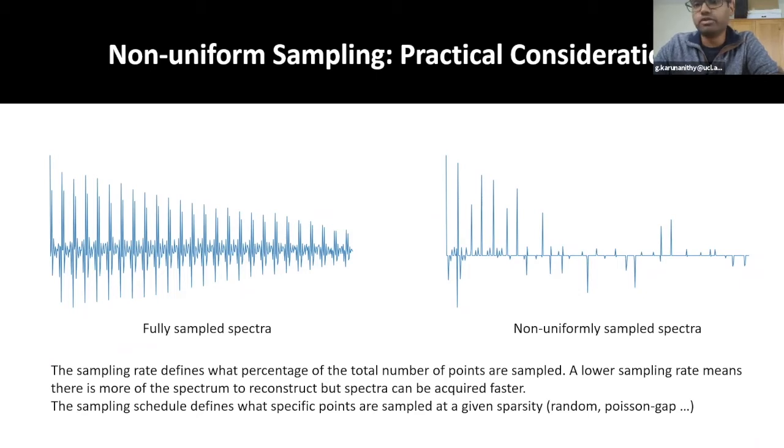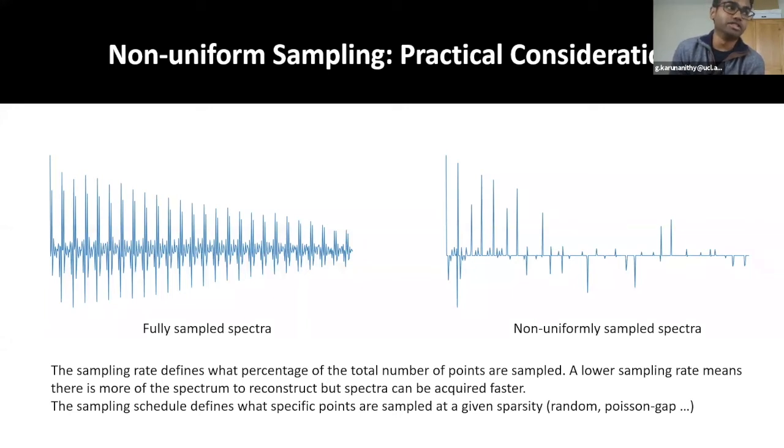And there's a trade-off here, which is that if you have a lower sampling rate, you will get your spectrum more quickly. But on the other hand, you're asking your reconstruction algorithm to do more work. If you go too low, you might get yourself into a situation where it's mathematically impossible to reconstruct the spectrum because you don't have enough points for the number of signals you have. And then the other thing to consider is the sampling schedule. So I have this sampling rate, but which points am I going to leave out, or which points am I going to record?